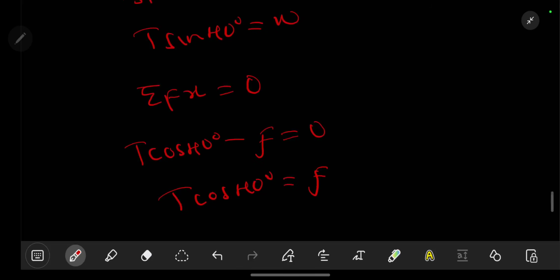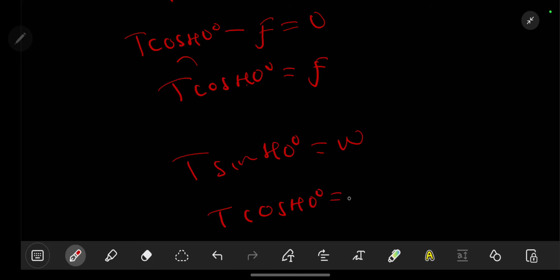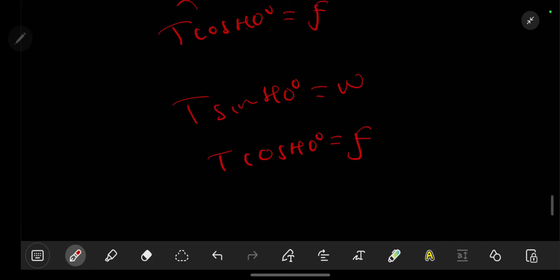So there are two ways of doing this. You can find the value of T, because you already know that the friction they have given you is 15. You have the angle, so let's just divide, but even that one can work. So we have our T sine of 40 degrees equal to W. This other one is our T cos of 40 degrees equal to the friction.